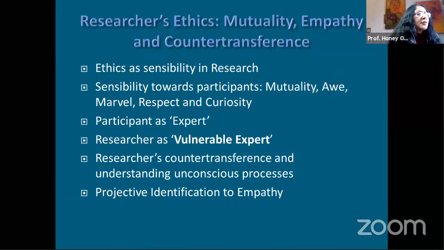rather than thinking that we are the repositories of quote unquote expert knowledge which our disciplinary training inculcates in us and which we will carry to the field of research and through preconceived categories illuminate the life of the other. Researcher here uses one's theories with much trepidation and tentativeness.